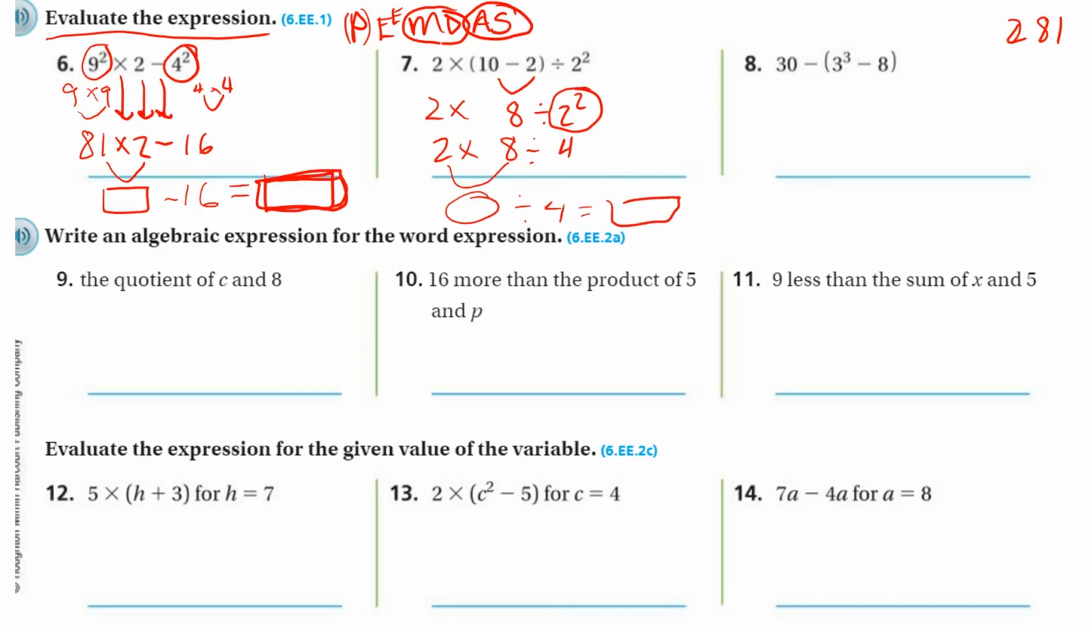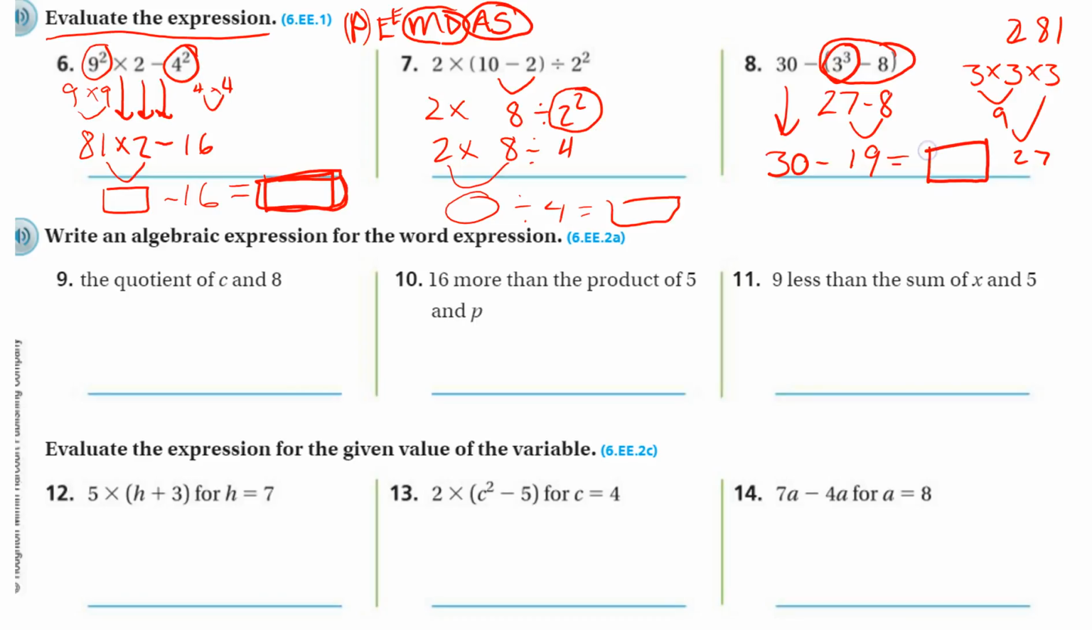Okay, number 8. Order of operations says I do parentheses first, and then within these parentheses I have an exponent, so I focus in on just this. So this is 3 times 3 times 3. 3 times 3 is 9. 9 times 3 is 27. So I have 27 minus 8. 27 minus 8 is 19. And everything else stays. 30 minus 19 now. And that will give you your final answer.